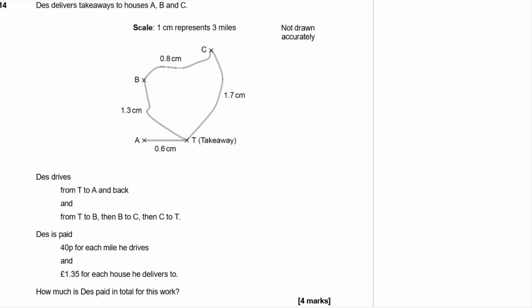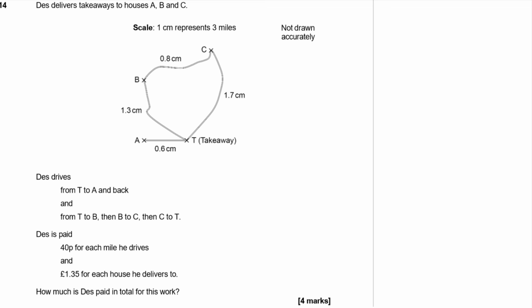Question 14. Des delivers takeaways to houses A, B and C, and we've got a map here, not drawn accurately, it says. That's weird. It's got a scale of 1 centimetre represents 3 miles, but then it says not drawn accurately. I don't really know what's going on there. So it's measured and the amounts are on there. So the actual lines might not necessarily match, but we should be using the numbers, I guess.